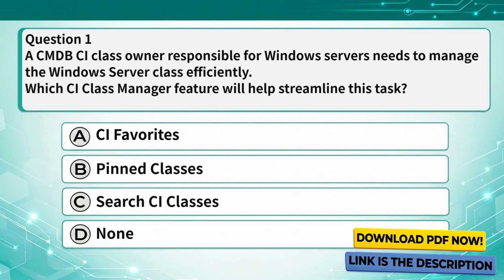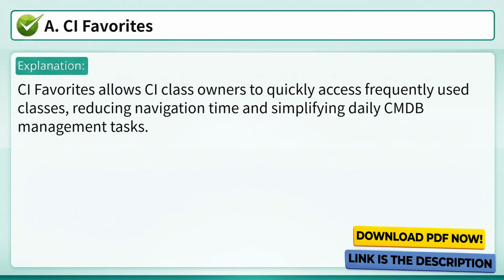Question 1. A CMDB CI class owner responsible for Windows servers needs to manage the Windows Server class efficiently. Which CI Class Manager feature will help streamline this task? A. CI Favorites. B. Pinned classes. C. Search CI classes. D. None. Correct answer, A. CI Favorites. Explanation. CI Favorites allows CI class owners to quickly access frequently used classes, reducing navigation time and simplifying daily CMDB management tasks.